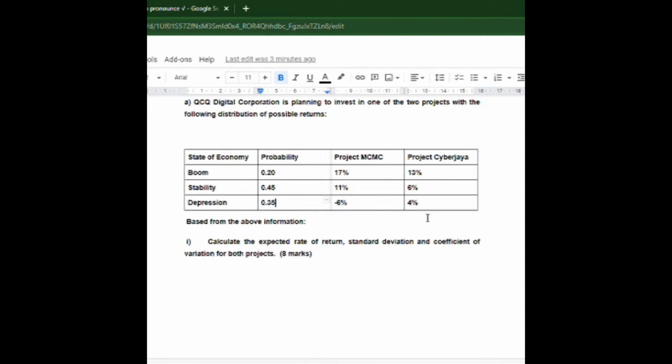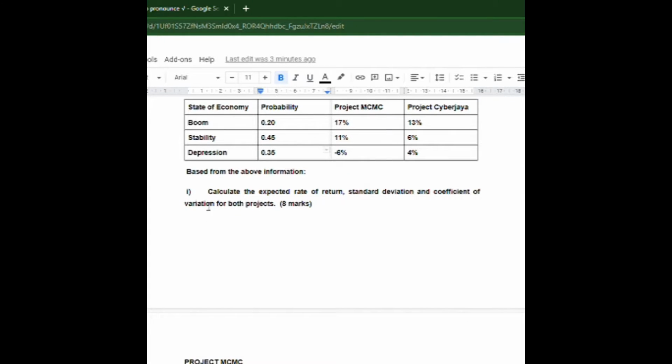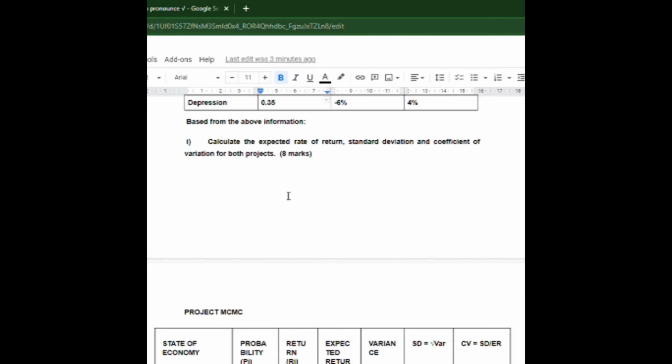The same goes to project Sabijaya. Based on the above information, calculate the expected rate of return, standard deviation and coefficient of variation for both projects. Expected rate of return, in other terms we call it EV or mean. Before we do the standard deviation, we have to find the variance first. After that, you go to the standard deviation and coefficient of variation for both projects.